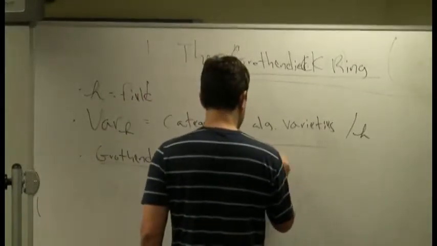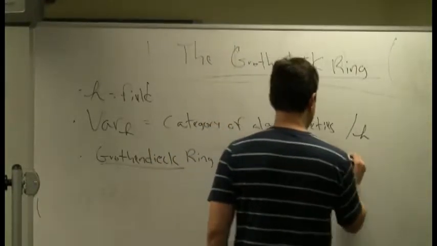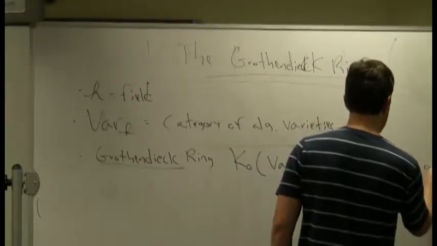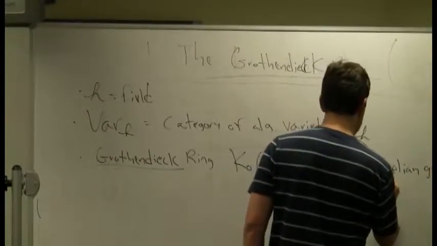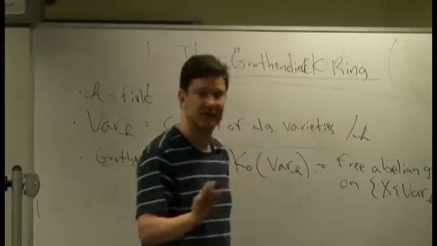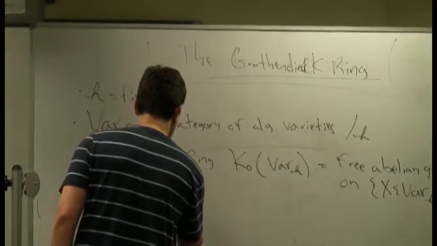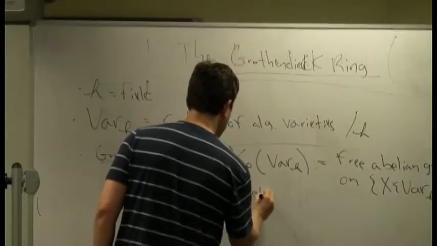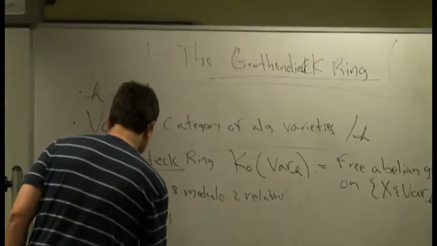It's such a great idea. K0 of Var_K is defined to be the free abelian group on the set of varieties over K, by which I mean isomorphism classes of varieties. So let's just ignore that thing. Modulo two relations. This is the scissors relation. It's a cutting and pasting.